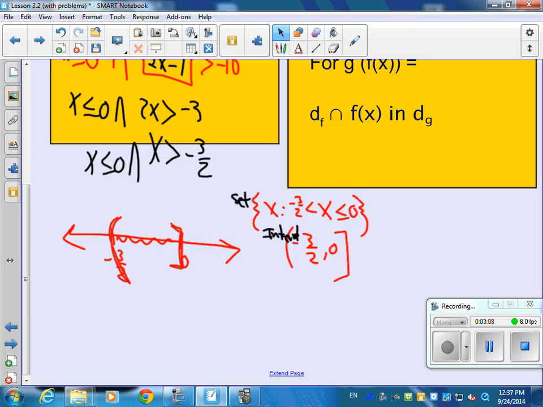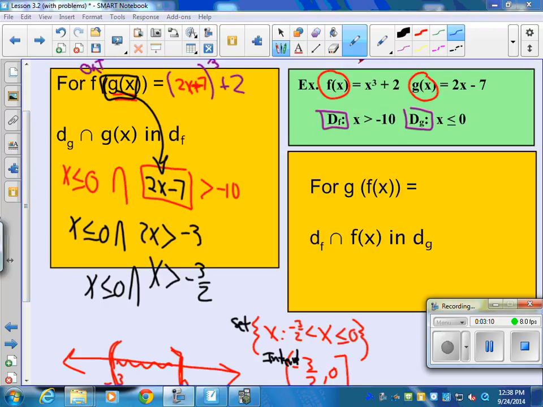We'll do the second one next. Composition of functions. Inside is f of x this time, so we go 2x minus 7, and you're going to get x cubed plus 2. That's the inside. Well, is there anything that this isn't going to work? No, it's all reals, except we've got to use these restricted ones.